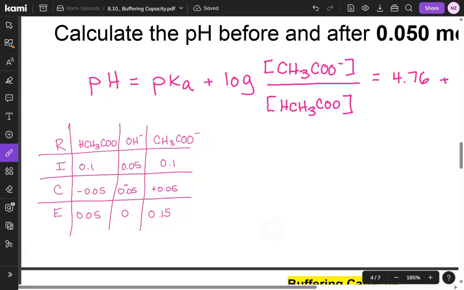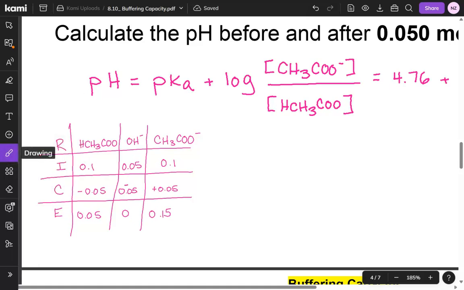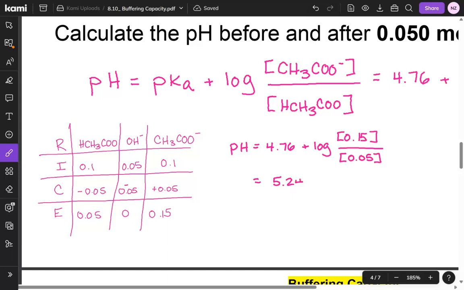So now we're going to plug in our values. So now that we've solved our rice table, let's plug in what we have. So this time it's going to be pH is equal to pKa. So when we look that value up for our acid, it's 4.76 plus log our conjugate's value is 0.15, and our acid is 0.05. Okay, so when we solve, we get 5.24.